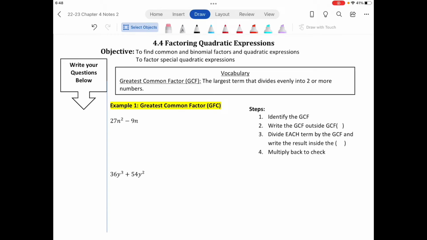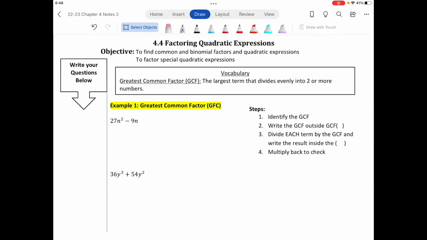In 4.4, we're going to look at factoring quadratic expressions. We'll learn how to find common and binomial factors in quadratic expressions, as well as how to factor some special cases. When we talk about factoring, we're really going to be undoing the distributive property.